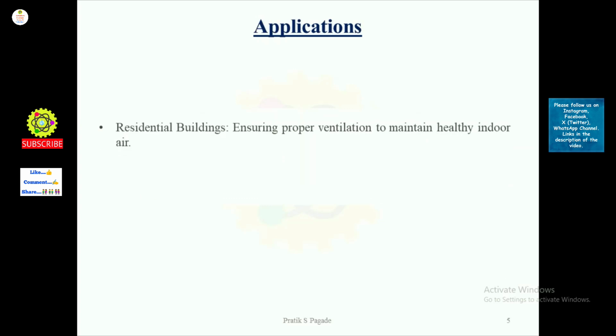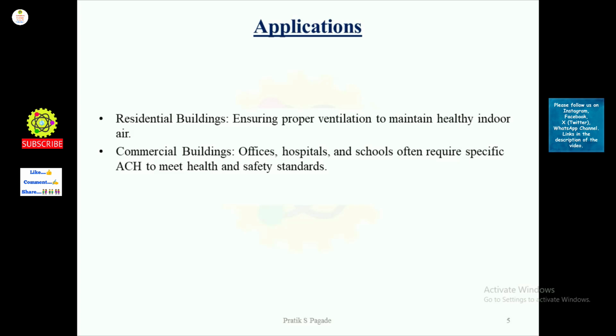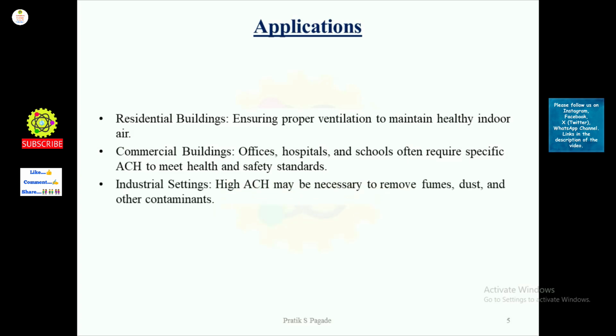Applications: for residential buildings, ensuring proper ventilation to maintain healthy indoor air. Further, commercial buildings, offices, hospitals and schools often require specific ACH to meet health and safety standards. Further, industrial settings, where high ACH may be necessary to remove fumes, dust and other contaminants.